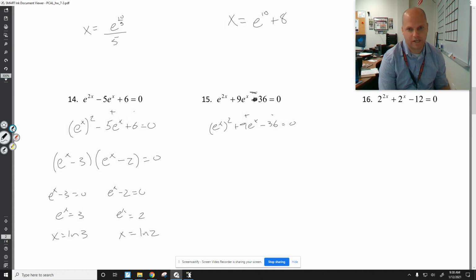So change that to a negative. Then you'd be able to factor it. That is the intent of this problem. Problems need to be set up correctly, or else it just can't be solved, or you'd have to use a calculator to solve. But that's not the purpose of this. So this would be e to the x plus 12 and e to the x minus 3 equals 0. 12 plus negative 3 is 9. 12 times negative 3 is negative 36. Okay. Set both pieces equal to 0.